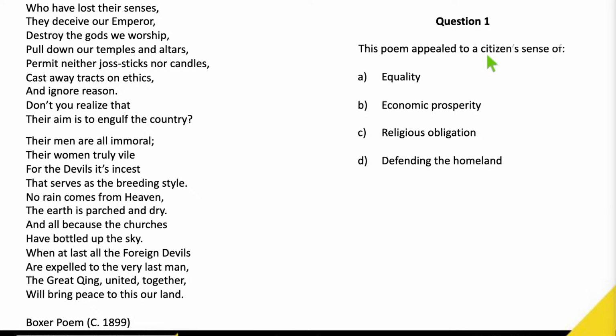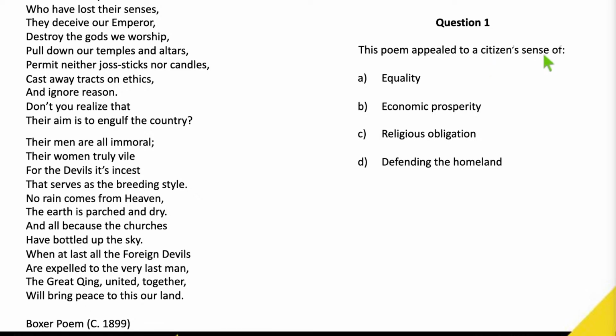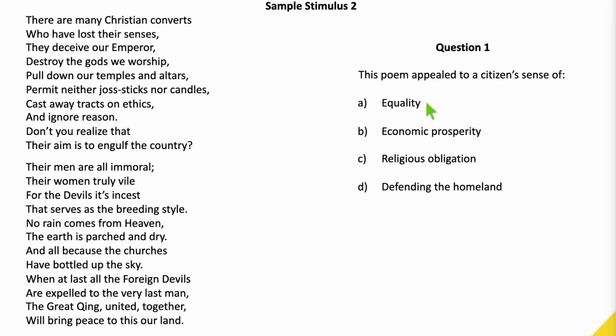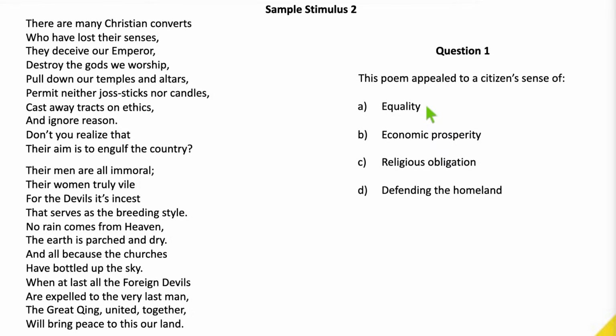This one. This poem appealed to a citizen's sense of, okay, this one here, I actually have to read and see what it appeals to. So I will actually have to read what I need to find. Now, as you're glancing through, it's better to read with a question in mind, because now you're reading with a purpose. You're not just reading to read, you're reading to answer a question. As you look at these, you know there are some answer choices you can eliminate right away. These two are easy eliminations: equality and economic prosperity.